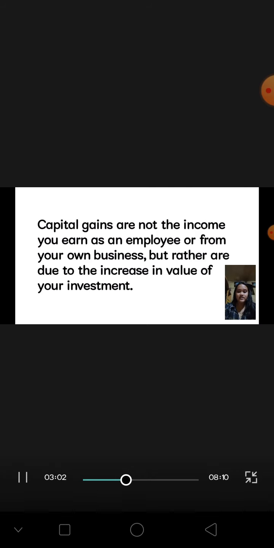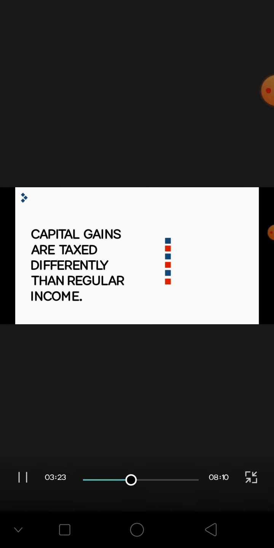Gains are not the income you earned as an employee or from your own business, but rather are due to the increase in value of your investment. Capital gains are taxed differently than regular income.